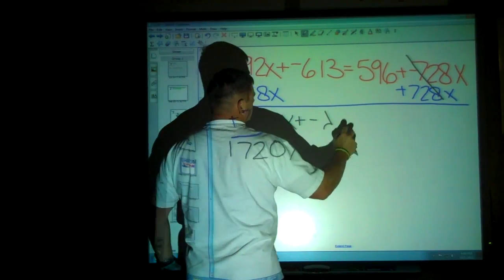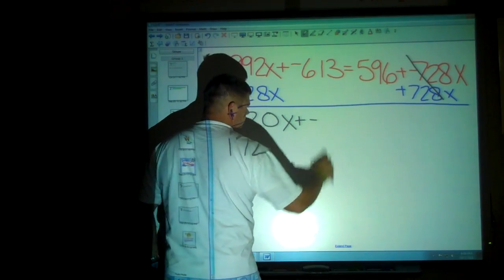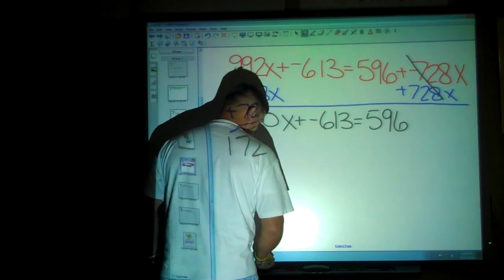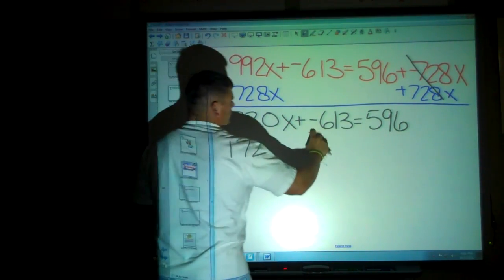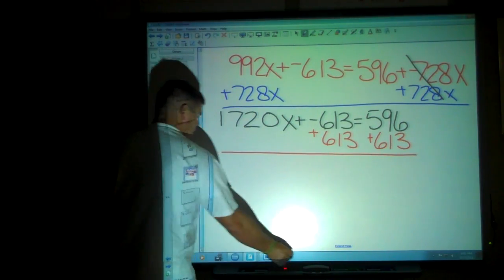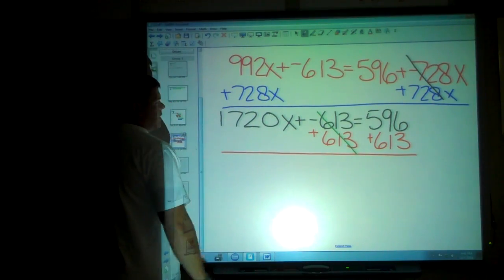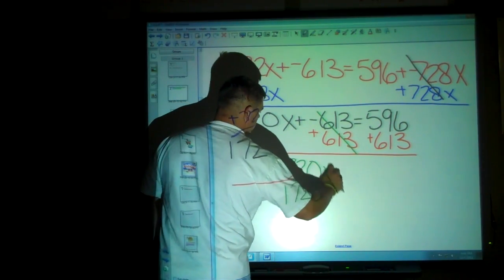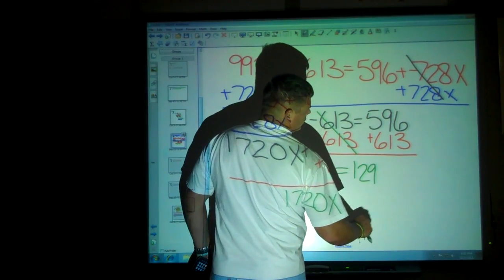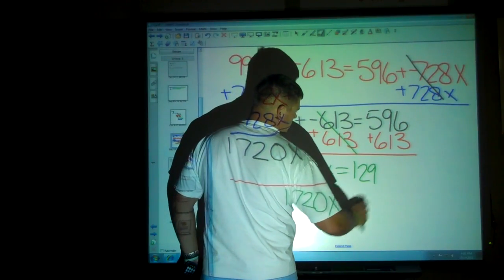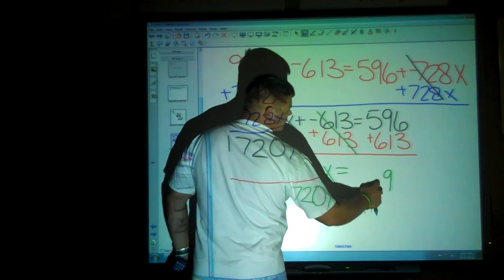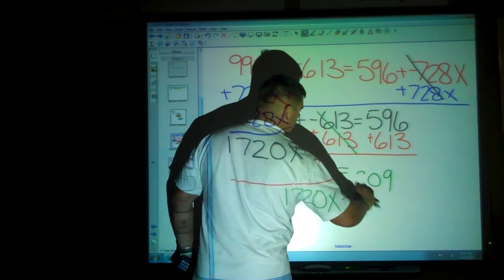1720x plus negative 613 equals 596. So since the x's came left, the stuff without x's needs to go to the right. Those cancel out. And now I have 1720x equals 596 plus 613, 1209.